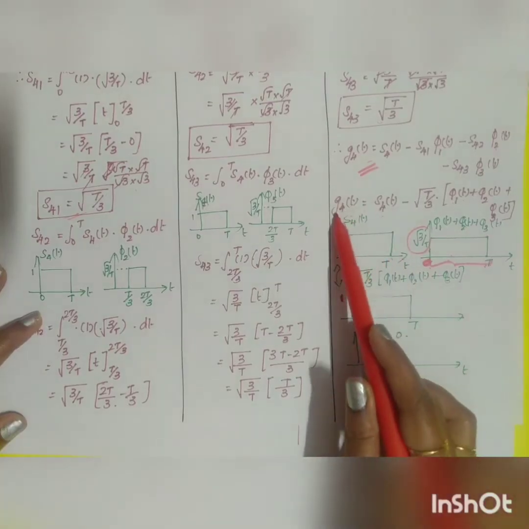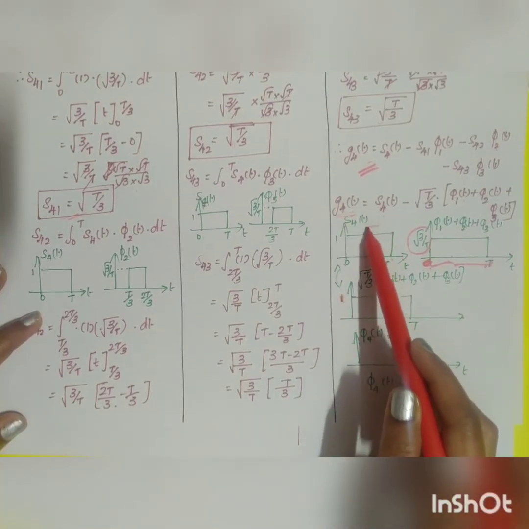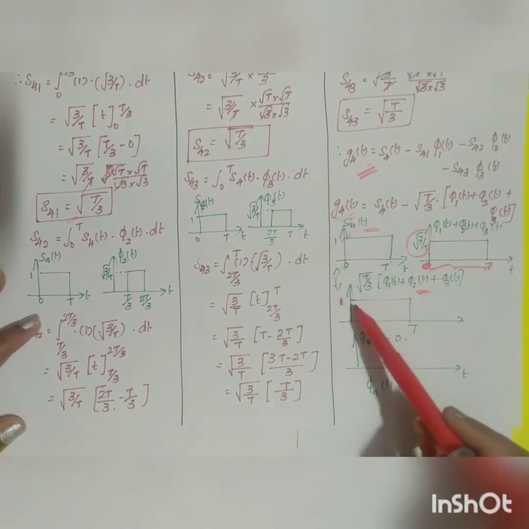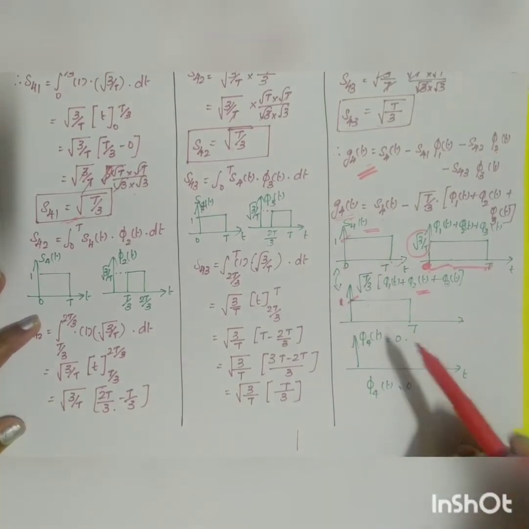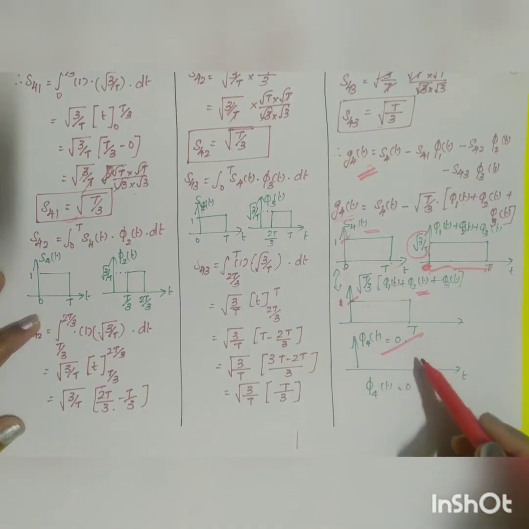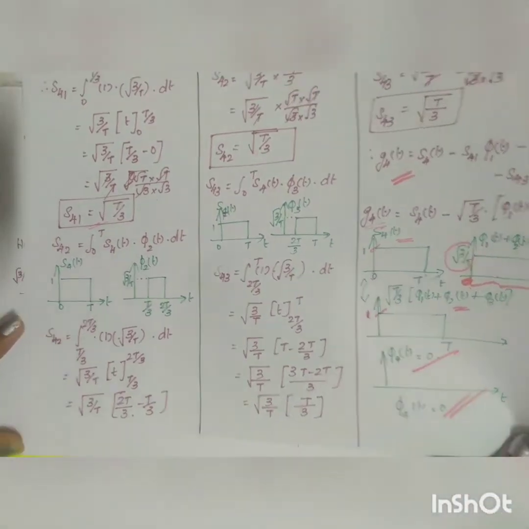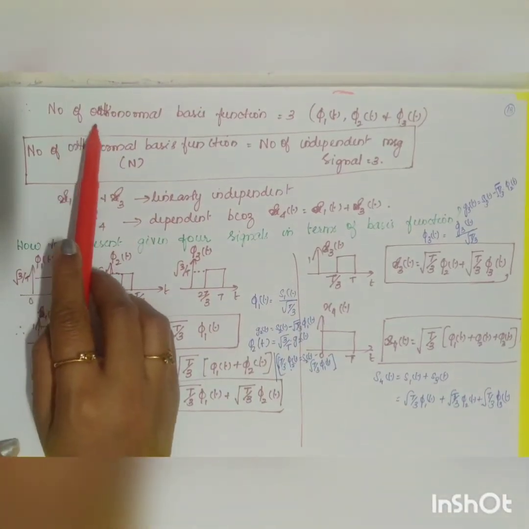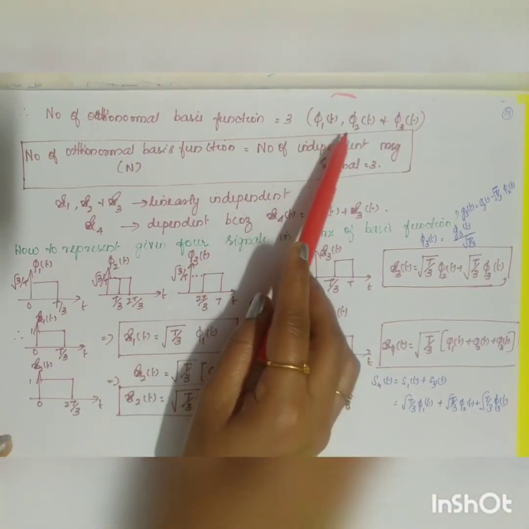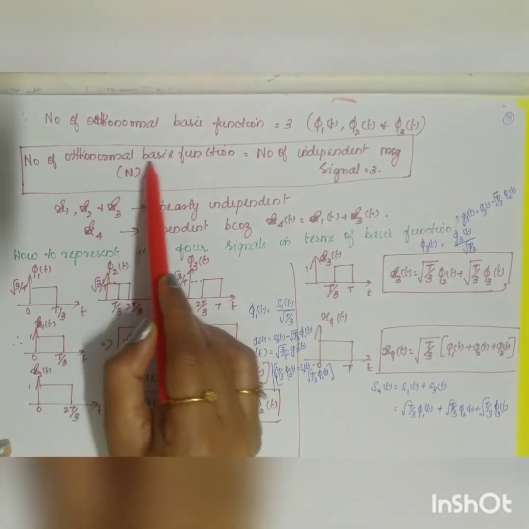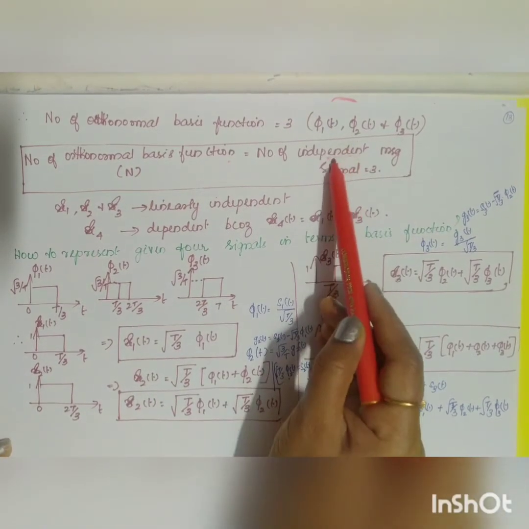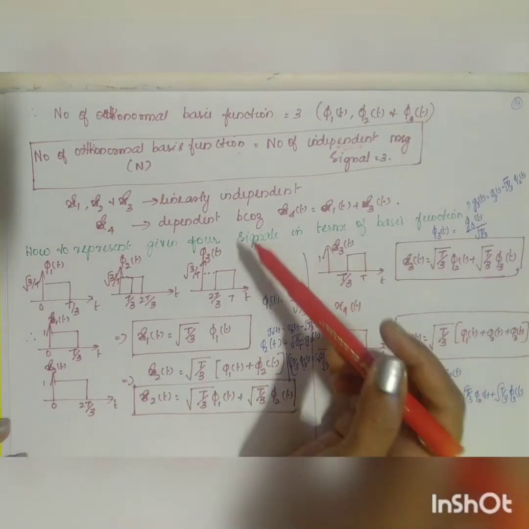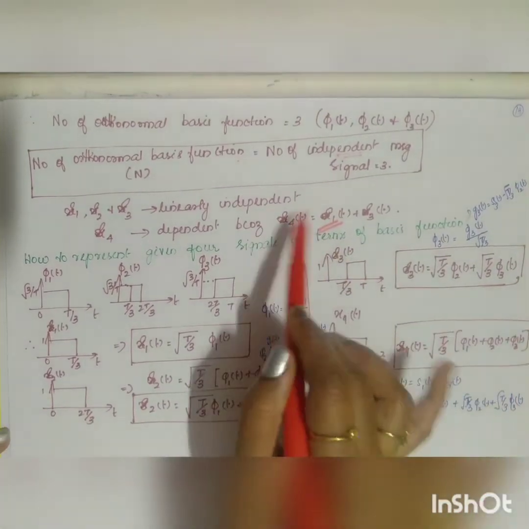So see here, your equation of G4 of t is S4 of t minus this. So both have 0 to T, amplitude is 1, here also it is 1. So 1 minus 1, it is 0. So phi 4 of t is equal to 0. So this is just for your understanding. Therefore I can tell that the number of orthonormal basis functions is equal to 3. So the number of orthonormal basis functions is equal to the number of independent message signals, which is equal to 3. Okay. So this is your explanation.